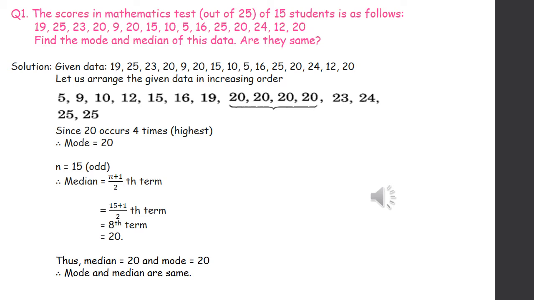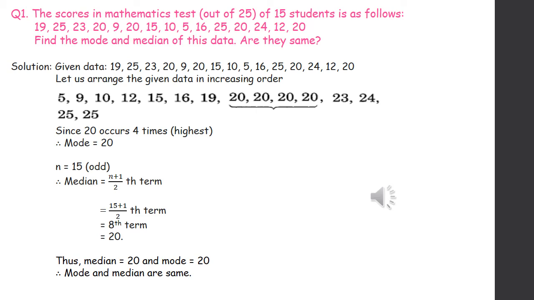Now, we can see there are 15 students. So, total number of observations, total number of marks is 15. So, n is denoting the number of observations. n is equal to 15, which is an odd number. So, the formula for median we will be using is (n plus 1) by 2-th term. So, we are replacing the value of n, (15 plus 1) by 2-th term, 16 by 2, that is 8th term. 8 is not the median, it is 8th term.